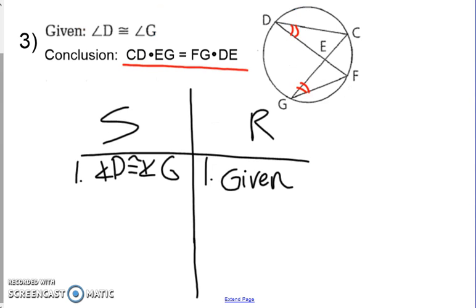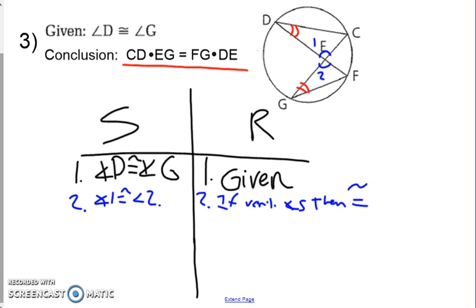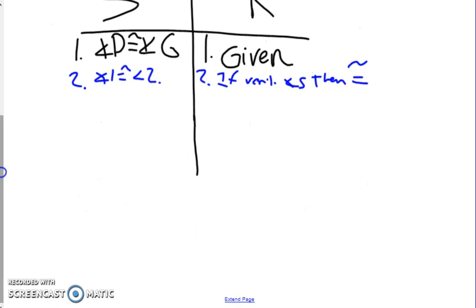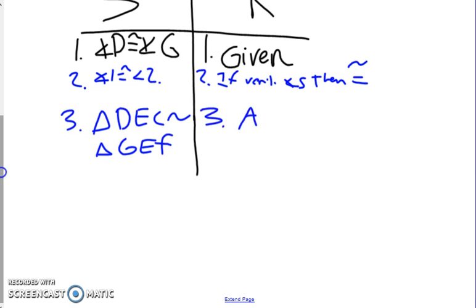Okay. And if we're trying to prove those two triangles similar, we need some other information. We have our nice vertical angles there. So let's just call that 1 and 2. We can say angle 1 is congruent to angle 2, because if vertical angles, then congruent. Now we have enough to prove those two triangles similar using angle, angle. So let's say DEC is similar to triangle GEF. We're using angle, angle.